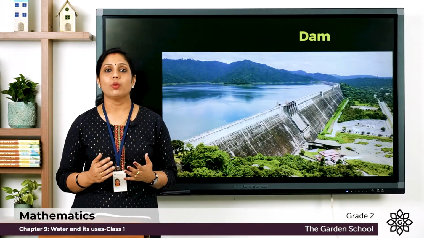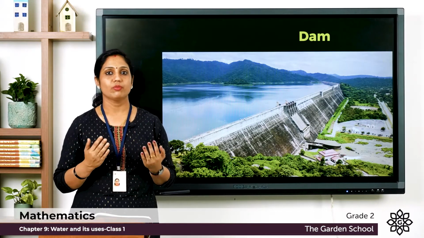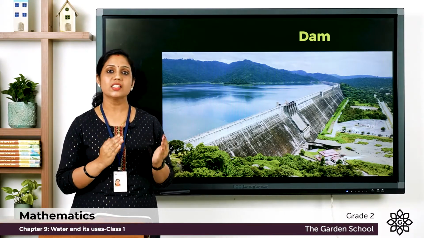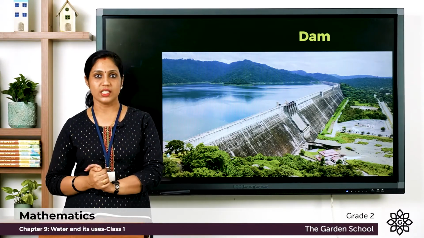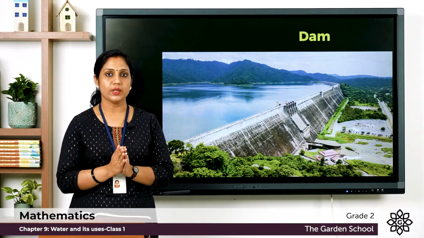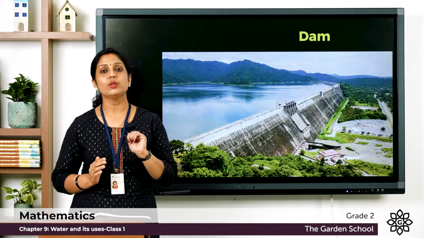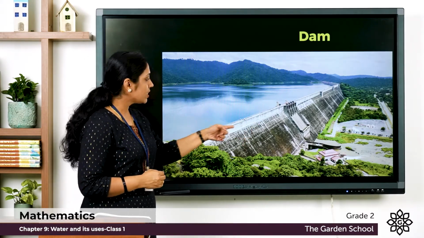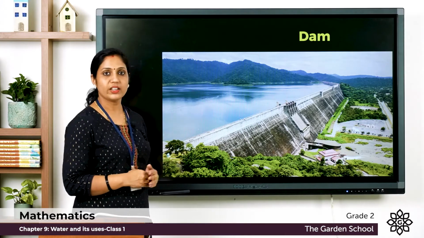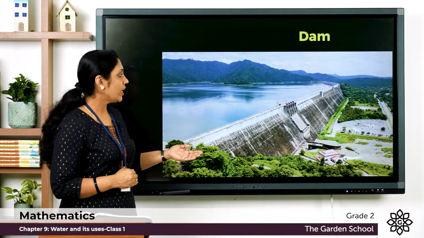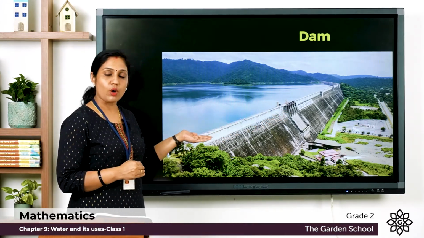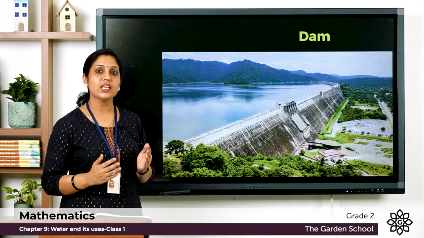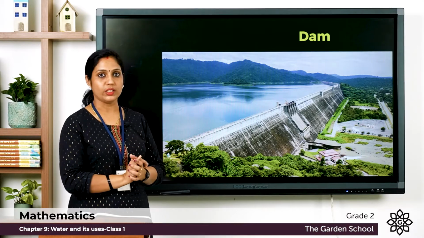Now let's learn about a dam. When it rains, the rivers are filled with water and this river water flows into the seas. So when a dam is built across a river, we are able to store the water there. So here you can see the dam. This is a dam and here you can see the river, right? So when a wall is built across, the river stops flowing. And what happens? The river water can be stored there.